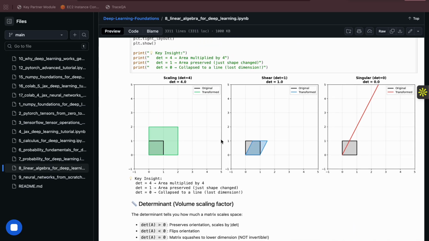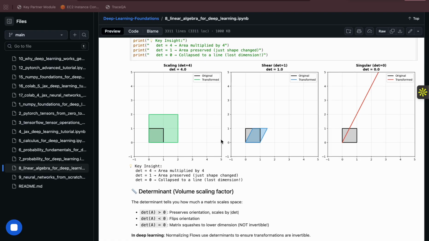Here we visualize how the determinant affects area when transforming shapes: scaling, shearing, and singular. So the plot shows a unit square transformed by different matrices.